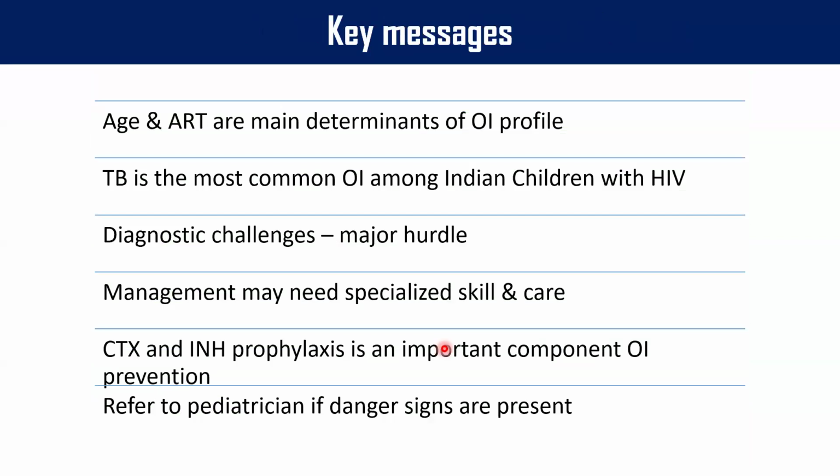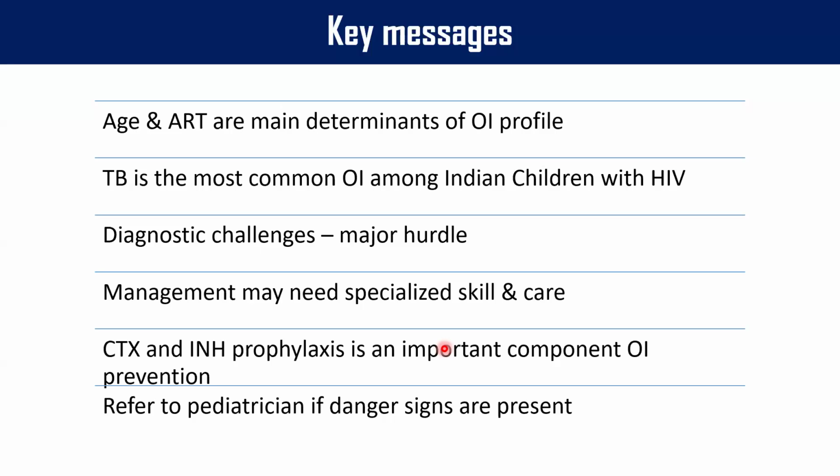So the key messages are ART and age are the main determinants of OI profile or OI spectrum that we are going to see in our clinical practice. Whatever said and done, tuberculosis probably will still be the most common opportunistic infection among Indian CLHIV. There are diagnostic challenges, and these diagnostic challenges are the major hurdle for effective management of opportunistic infection in CLHIV. These challenges are bigger than what we see in adults. So the management needs a specialized skill and care.